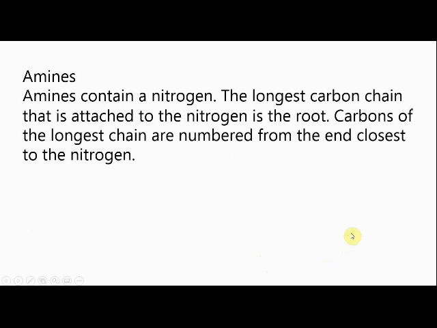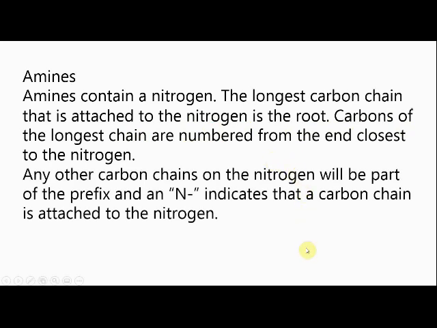All right. Amines contain some sort of a nitrogen, and that nitrogen can have things attached to it, or it can just have hydrogens. The longest carbon chain attached to the nitrogen is the root. The carbons of the longest chain are numbered from the end closest to the nitrogen. Any other carbon chains on the nitrogen will be part of a prefix with an N that indicates attached to the nitrogen. Any other carbon chains would also be considered the same way as they would in the alkanes.